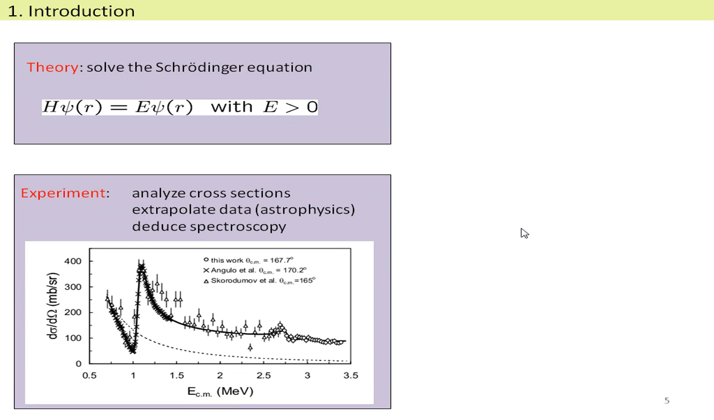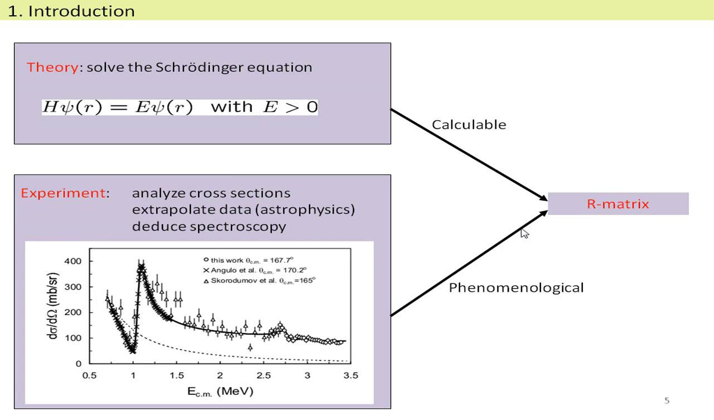One is for theory, you want to solve the Schrödinger equation with positive energies, and the other situation is represented here, a typical situation. You have a cross-section. Here it's, I think, near 19F proton elastic scattering. And you see that there are structures, resonances here, and you would like to know about the properties of these resonances, the spin, the energy, the width, and so on. And so in both cases, the possible tool is the R-matrix.